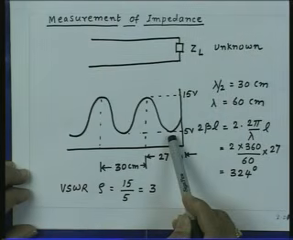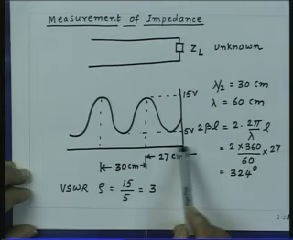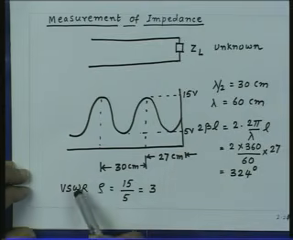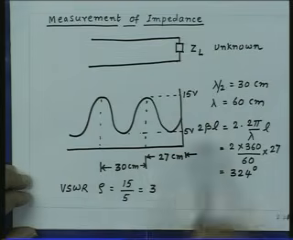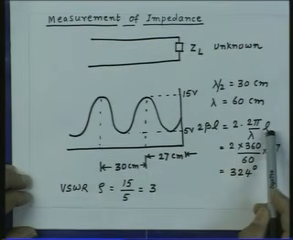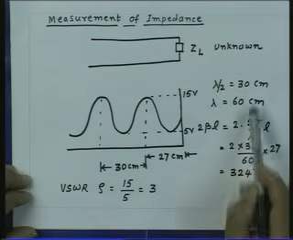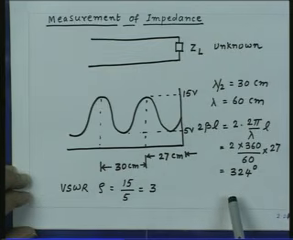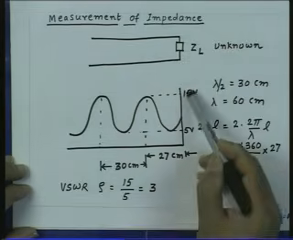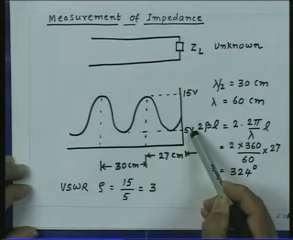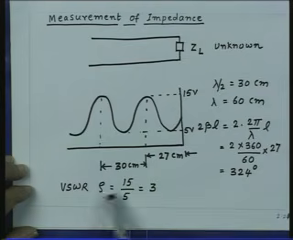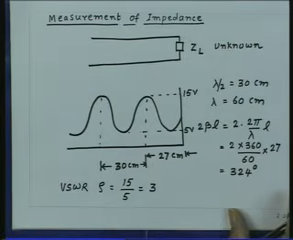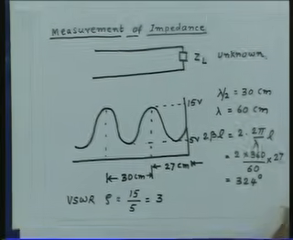Once we get lambda, the phase corresponding to the distance of 27 centimeters, 2 beta L, is 2 into 2 pi by lambda into L, where L is 27 centimeters and lambda is 60 centimeters. So, you get a phase 2 beta L of 324 degrees. From the maximum and minimum voltage on the line, we can calculate the VSWR, that is 15 by 5, which equals 3. Once we have this information, we can go to the Smith chart to calculate the unknown impedance.